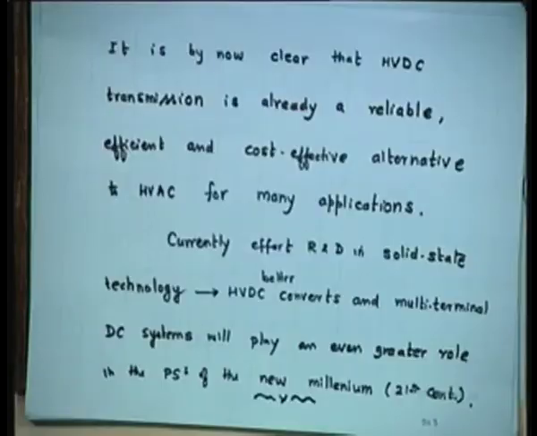It is by now clear that HVDC transmission is already a reliable, efficient and cost effective alternative to HVAC for many applications. I will only add that you cannot completely eliminate AC. In fact, AC will be a dominant partner in AC-DC systems, as indeed the conventional energy sources are in the energy scene. You cannot visualize that only solar power or only wind power will supply the whole world. It will always remain an optimum mix, and that mix will depend on a particular local place, local conditions and requirements.